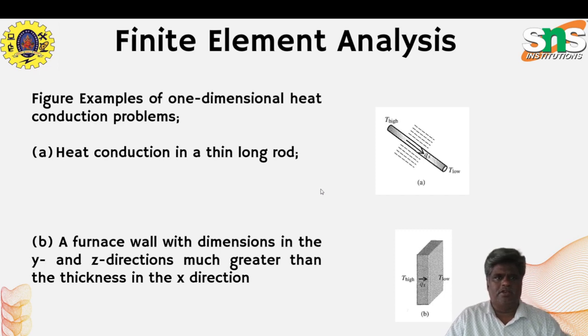The figure shows one-dimensional heat conduction problem examples. Heat conduction in a thin long rod, the heat flow will be from the high end to the lower end in one direction only. Then another example, a furnace wall with the dimensions in the y and z directions much greater than the thickness in the x direction. A composite wall is another example of a heat transfer problem.